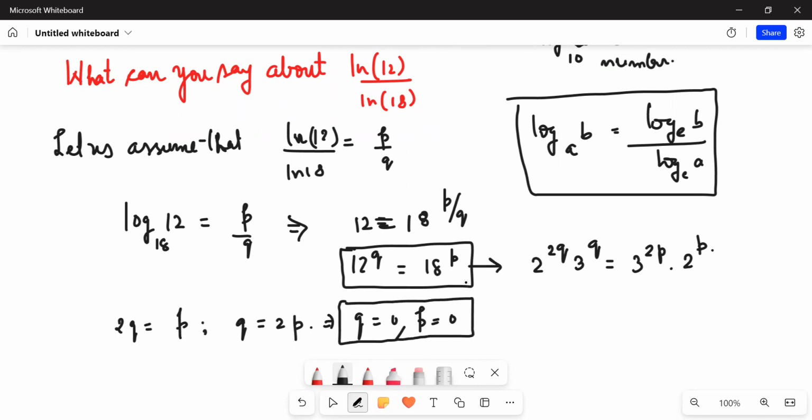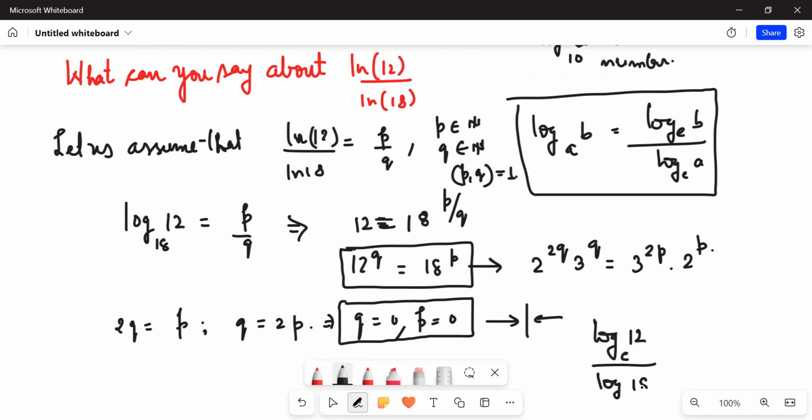And if it is 0, 0, then this particular number would be of 0 by 0 form, which is not the case, because I already stated that if it is a rational number, then p must belong to natural numbers, q must belong to natural numbers, and their GCD must be 1. They cannot both be 0 simultaneously. So therefore, we again arrive at a contradiction, and we will say that log 12 to the base e divided by log 18 to the base e is an irrational number.